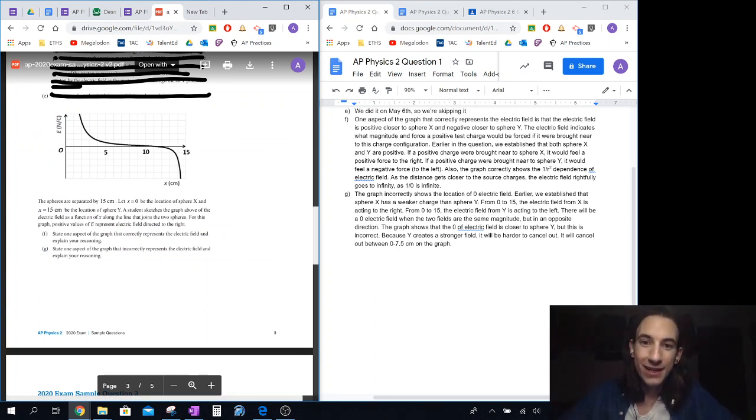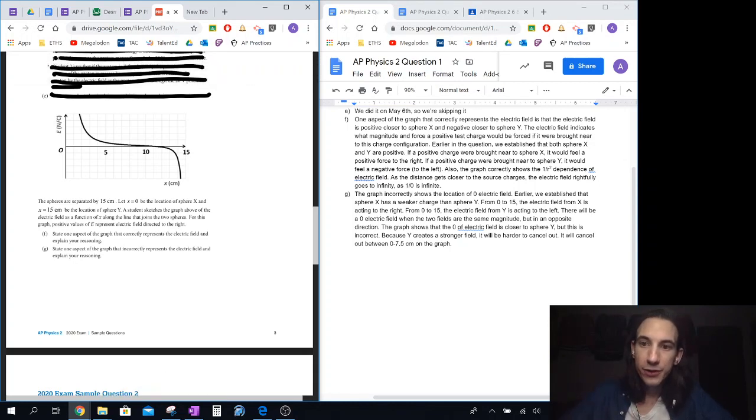But yeah, so then the graph incorrectly shows the location of 0 electric field. They show a 0 around 10-ish. So earlier we established that sphere X has a weaker charge than sphere Y. From 0 to 15, the electric field from X is acting to the right. From 0 to 15, the electric field from Y is acting to the left. There will be a zero electric field when the two fields are at the same magnitude but in opposite directions. The graph shows that the zero of electric field is closer to sphere Y, but this is incorrect because Y creates a stronger field. It will be harder to cancel out.